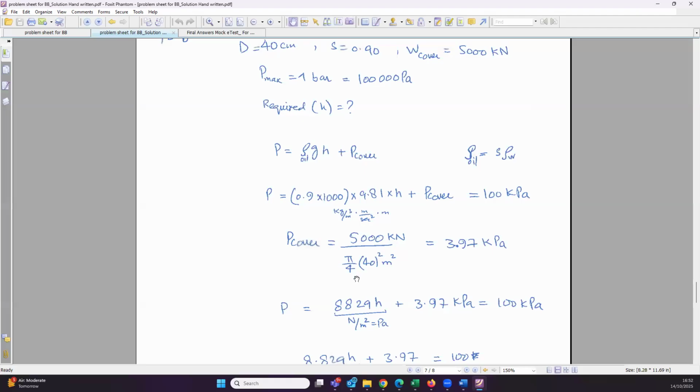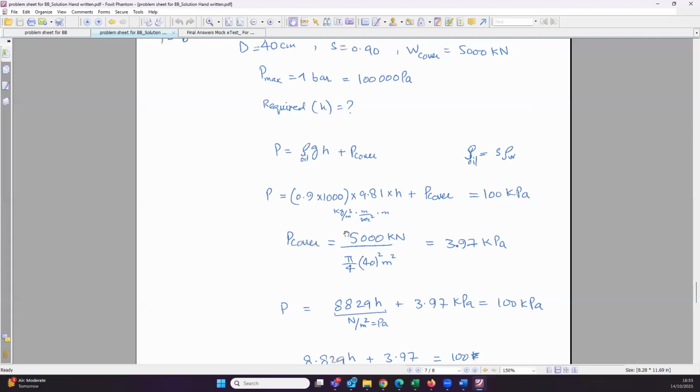We also know that the diameter of this tank is 40. So we can write the area as pi by 4 d square, or if you are more familiar with pi r square, then you have to divide d by 2. So that will be 20. So it will be pi r square, and that will be 20 meter.